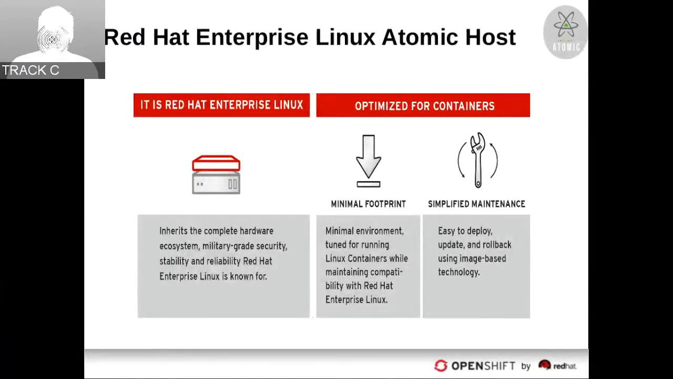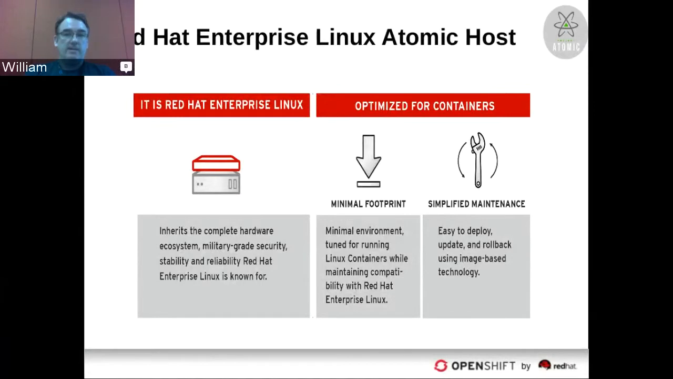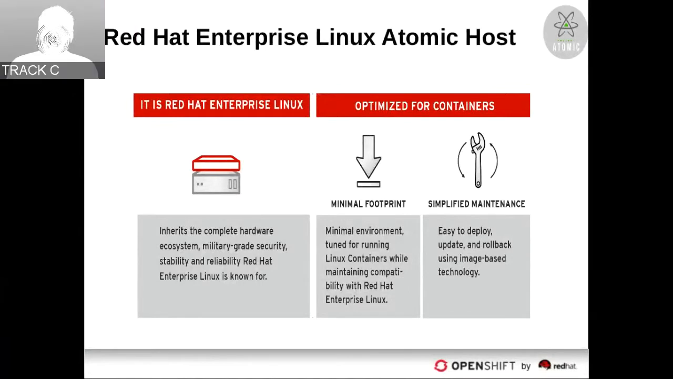So the advantages of it, when it is Red Hat Enterprise Linux, it inherits the complete hardware ecosystem, military-grade type security, reliability, stability, all that good stuff, but it's optimized for containers, so it is a minimal footprint environment. But also, we're going to see how it's got simplified. It's very easy to deploy, update, and roll back using machine-based technology.